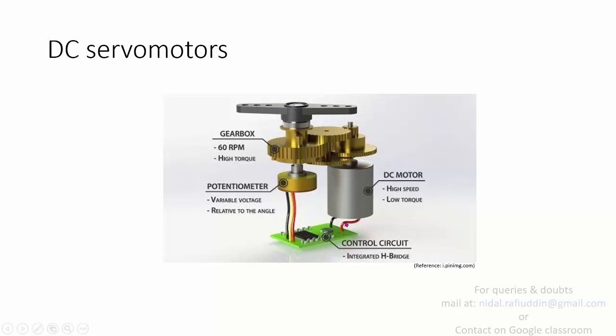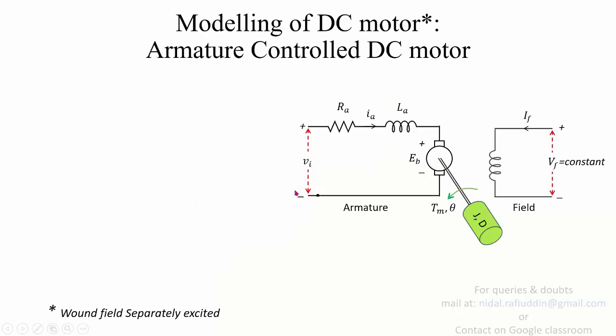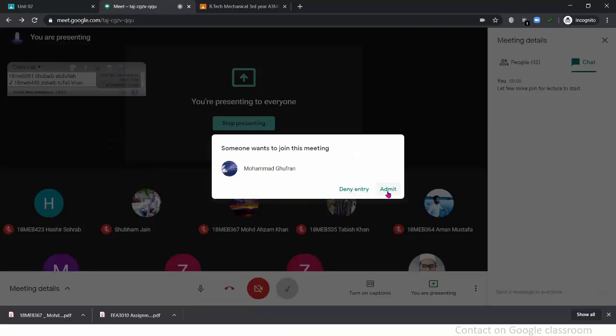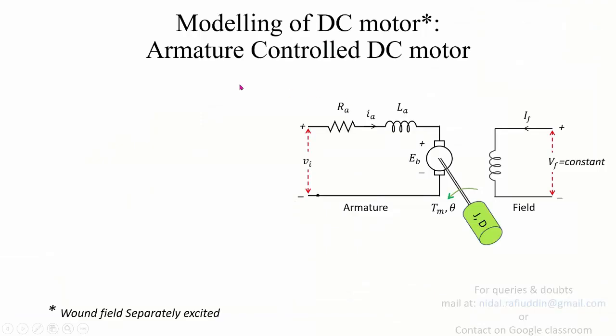Similarly, if you want, you can give reference input in the form of velocity or acceleration. So this system tries to match the load with the reference displacement or velocity or acceleration. So we try to model the DC motors today, specifically the armature controlled DC motor.